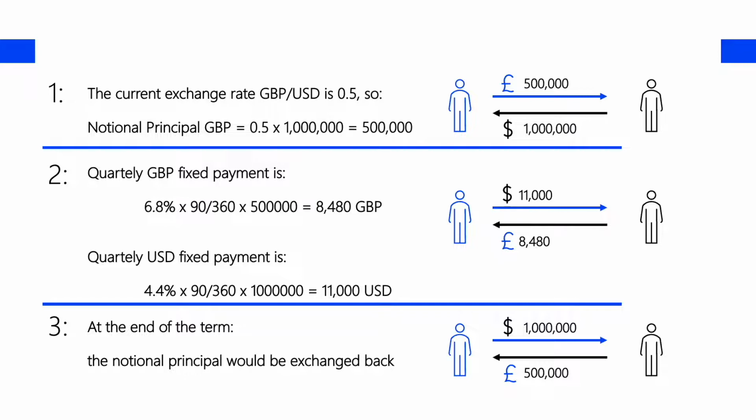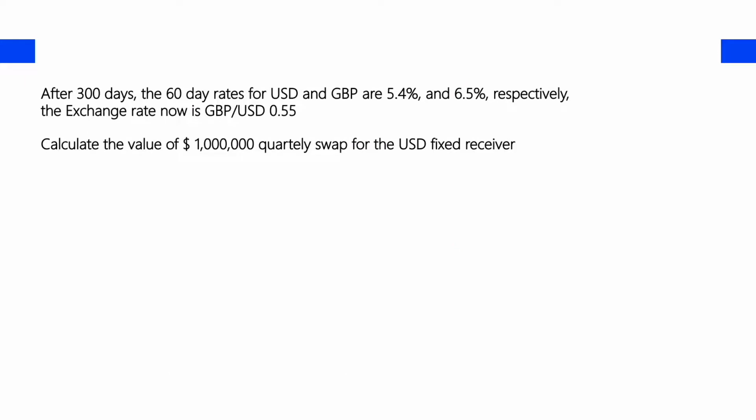Well, at T0, 1 million GBP goes from party A to B and in return we receive 1 million US dollars. Currencies are actually swapped physically. Then every settlement date, 90, 180, 270 and 360, there'll also be a final payment along with the notional at 360. We got those payments that we just calculated, 8,480 GBP and 11,000 US dollars. And then finally, the notional principals are swapped back.